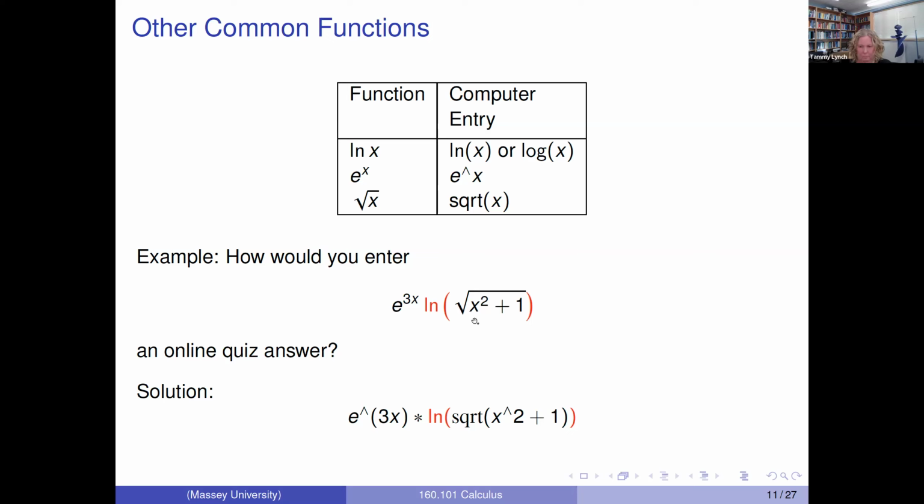The square root here is also a function, that's sqrt. So it will have brackets where we put the input inside. And finally, what's inside the square root? That was x squared plus 1. So x^2 plus 1. So we can input that into the computer as e^(3x) asterisk ln, open brackets, sqrt, open brackets, x^2 plus 1, and then 2 close brackets.